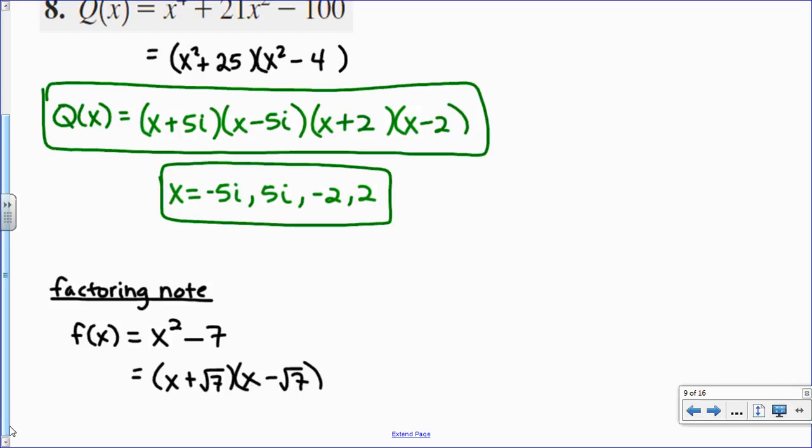Then if it's x squared plus 7, then it's square root of 7i, negative square root of 7i. You have to include the imaginary part. Usually, you're not going to have both. So this is called, like this one up here, this is irreducible over the real numbers, but I can still factor it. This is irreducible over the rational numbers, but I can still factor it just to help me get my zeros. Okay, so this trick might come in handy.